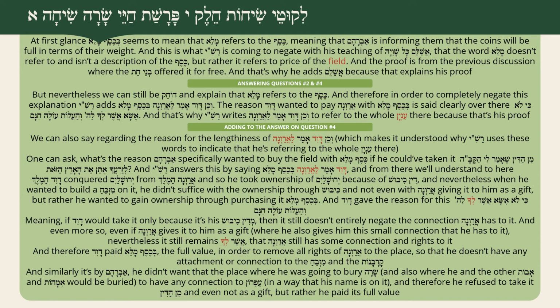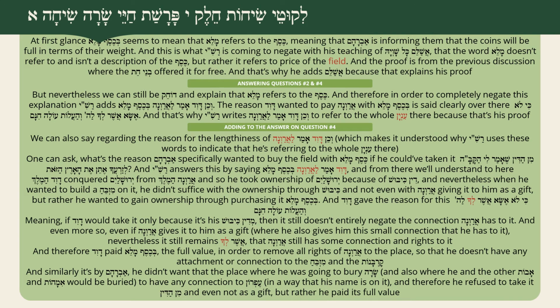And similarly, we could learn over here, it's by Avram. He didn't want that the place where he was going to bury Sarah, and also he and the other Avos and Imahos would be buried there, to have in it any connection to Ephron. And in a way that his name is on it, that there's some type of association. It's called the place of burial that's associated with Ephron. And therefore, he refused to take it minadin, and even not as a gift, but rather he paid its full price. So that's why Rashi says, V'chein David Amar la'Aravna.